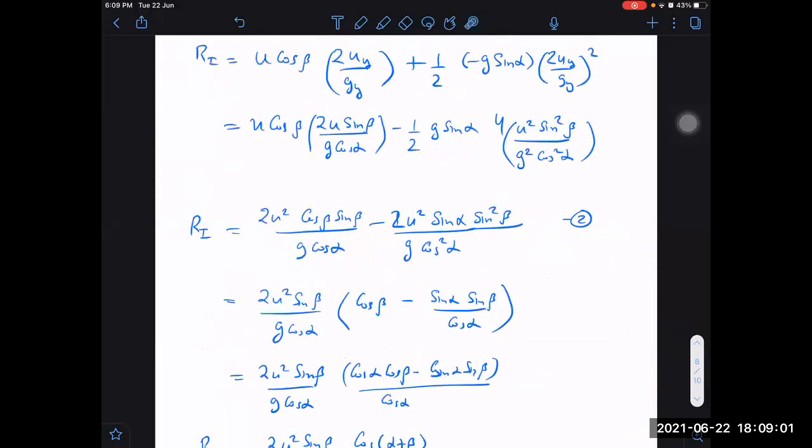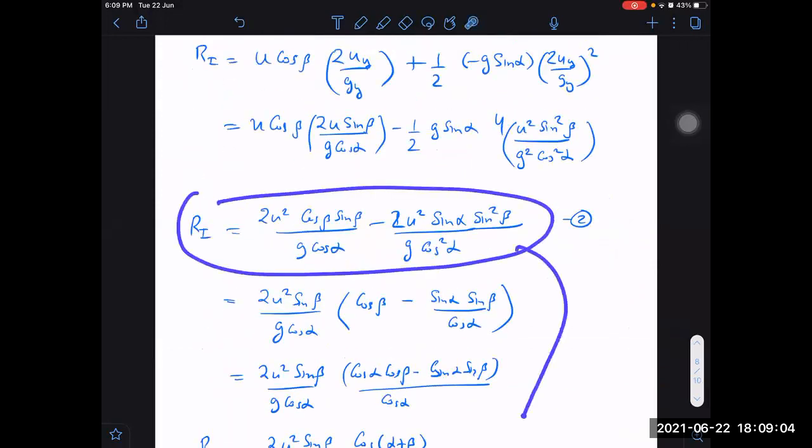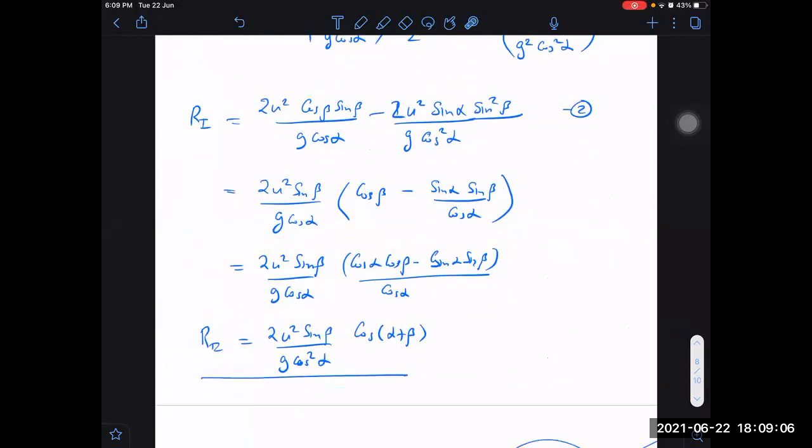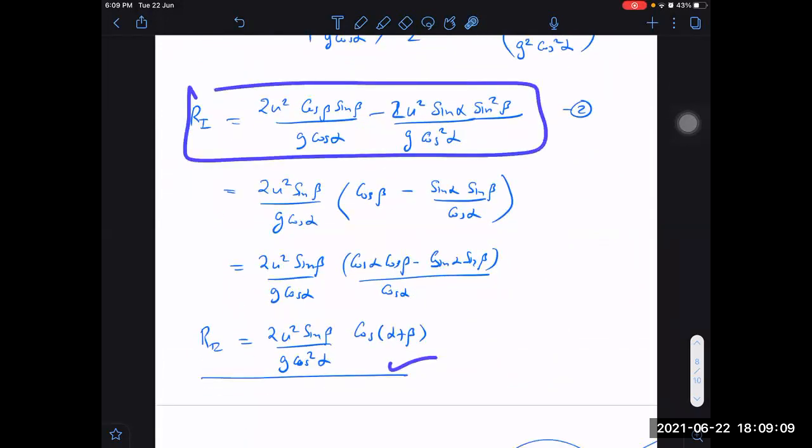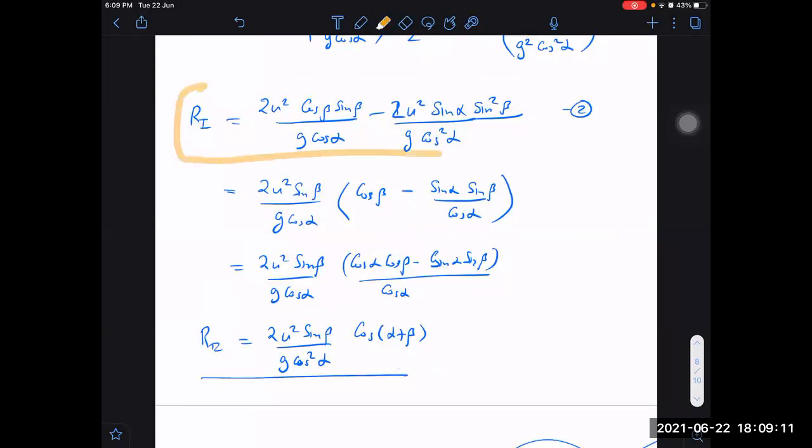But that doesn't mean that this was not the answer. This also is the answer. It is just trigonometric manipulation that we are writing in a different form. But this itself is a valid answer.